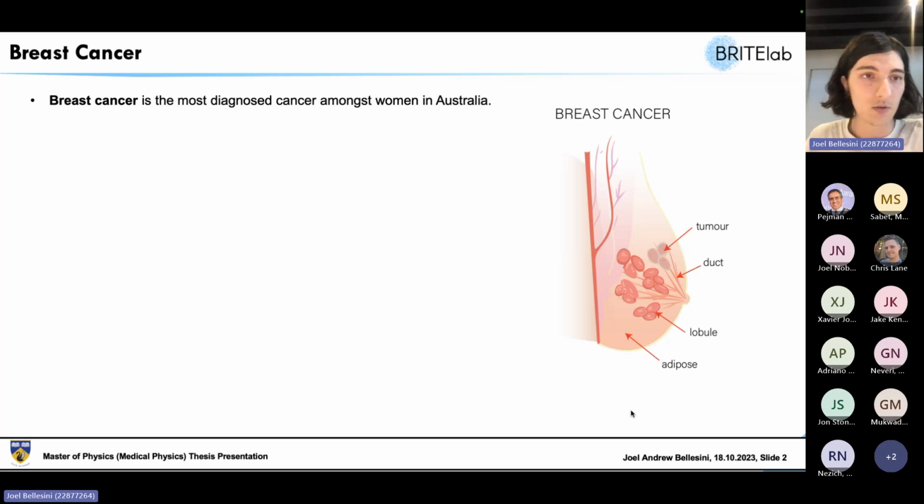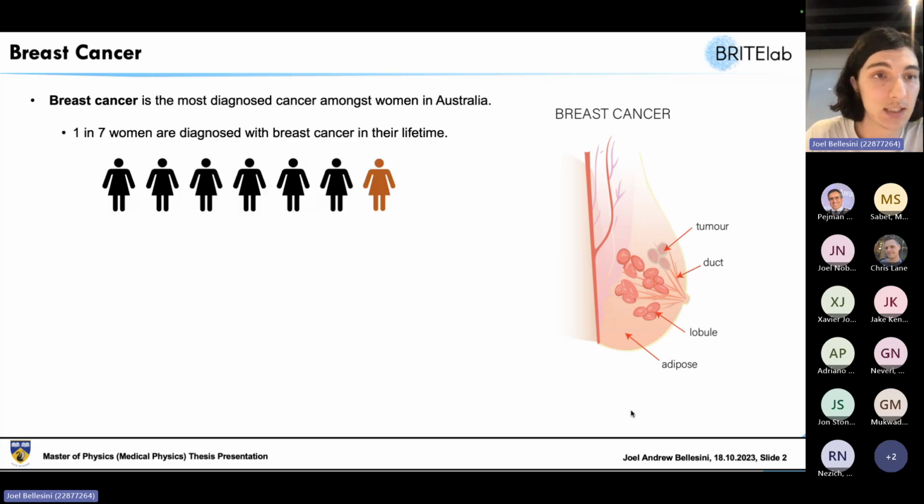Okay, so there's no question breast cancer is a significant problem in the Western world. Approximately 57 women are diagnosed daily, equating to 20,000 annually, placing breast cancer as the most diagnosed cancer amongst women in Australia, in which 1 in 7 women will therefore be diagnosed with breast cancer in their lifetime.